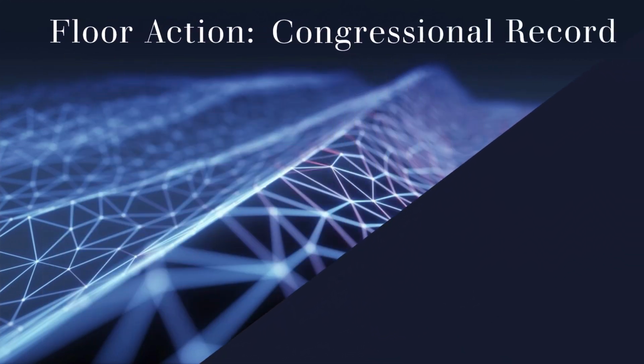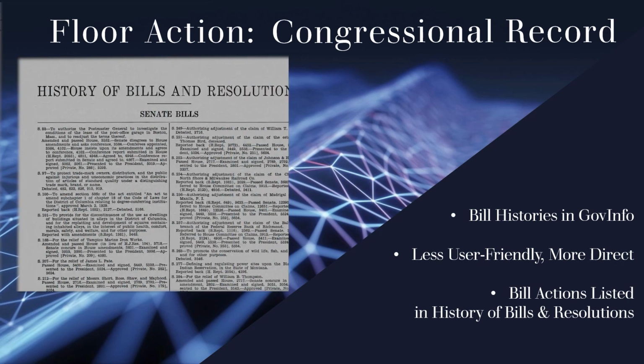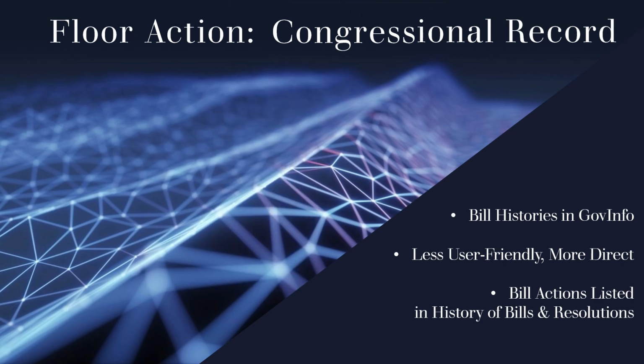You can also check bill histories contained in the congressional record, which is freely available on GovInfo. This is a bit less user-friendly, but it will contain references to the exact page numbers that are relevant to a bill, which can make it a more direct tool. A list of each action taken on a bill, along with citations to reports issued about that bill, will be included in the History of Bills and Resolutions table. That table is contained toward the end of the Congressional Record volume for a given year.